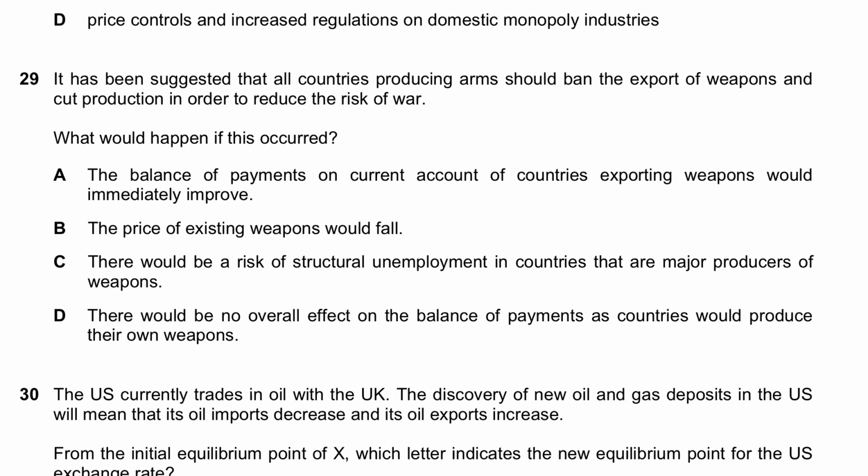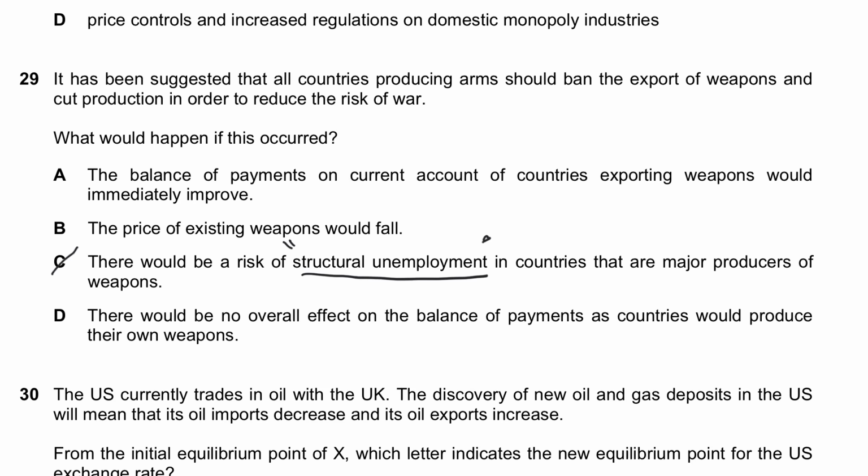And hence, if you look at C, C says there would be a risk of structural unemployment, which means that there would be a long-term fall in demand, which will cause the unemployment to occur. At the same time, major producers of the weapon will suffer. So there would be a risk of structural unemployment in countries that are major producers of weapons. They will lose out because now there was going to be a long-term fall of demand. So the best answer would be C.